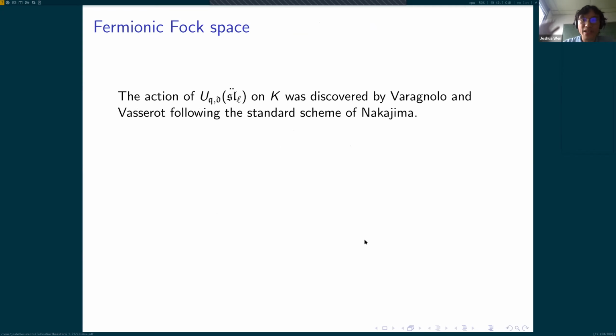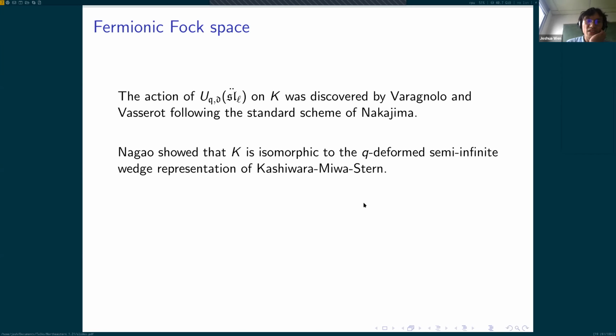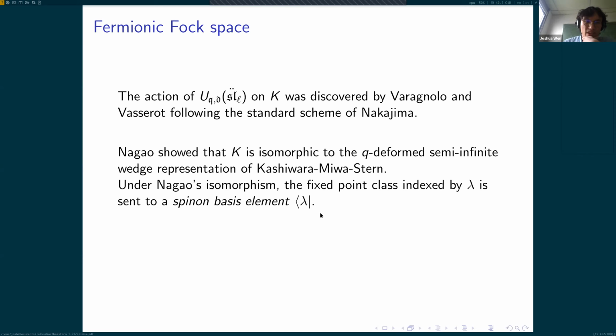So the action on the K-theory of those cyclic quiver varieties was discovered by Varagnolo and Vasserot, following the standard scheme of Nakajima. Furthermore, Nagao showed that this is isomorphic to what's called the q-deformed semi-infinite wedge representation of Kashiwara, Miwa, and Stern. So this K-theoretic representation is secretly fermionic. And under Nagao's isomorphism, the fixed point class in K-theory is what's called the spin basis element.